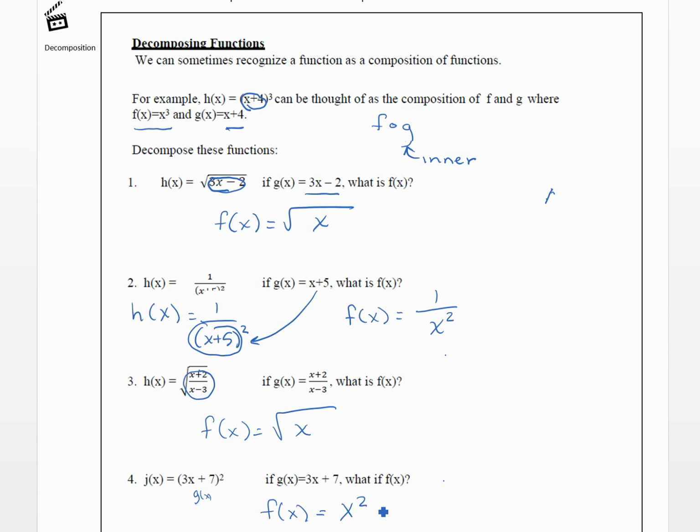Okay, and let's at least check this last one. Let's check to make sure that f composed with g of x is what we want. Well, to find f composed with g of x, we would write out f of x with just parentheses, okay? And then we would plug in g of x. And you see that we get exactly j of x.